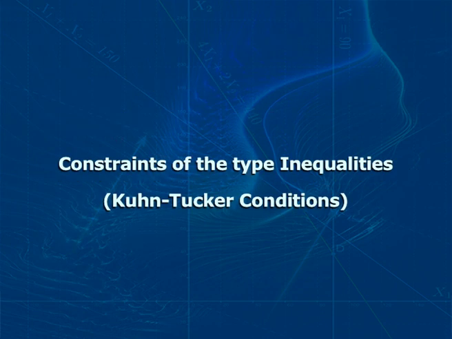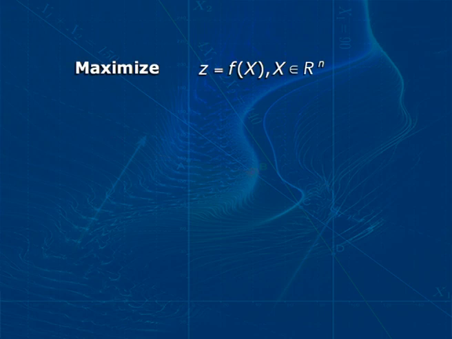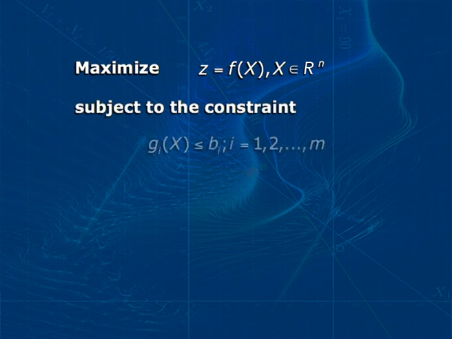Constraints of the type inequalities, which is also known as Kuhn-Tucker conditions. To deal with inequalities for optimizing a nonlinear programming problem, we will discuss Kuhn-Tucker conditions. Maximize z equal to f(x), where x belongs to R^n, subject to the constraint gi(x) less than or equal to bi, where i is equal to 1, 2 up to m, and xj greater than or equal to 0, where j equal to 1, 2 up to n.